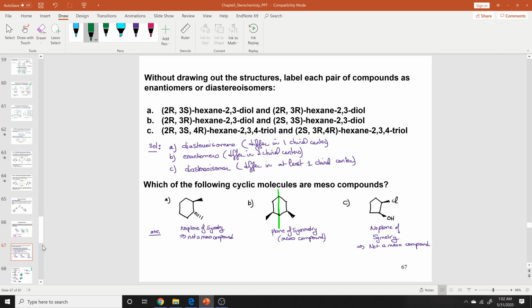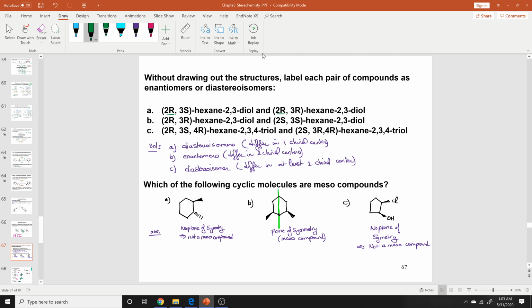Okay. Without drawing the structure, label the compounds as enantiomers or diastereoisomers. That is easy. RS, RR. Carbon number 2 stays the same. Carbon number 3 changed. These are diastereoisomers. RS on carbon 2. RS. So basically RR changed into SS. These are enantiomers because they differ at both chiral centers. And this one over here is a diastereoisomer because they differ in at least one chiral center.